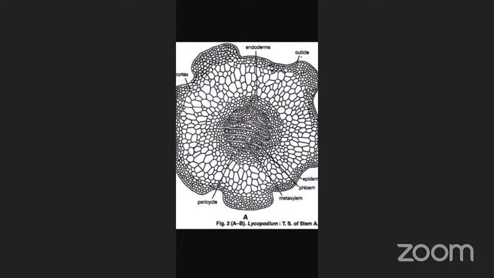Inside the pericycle, the stele consists of a solid core of xylem at the center, surrounded by a ring of phloem. Here the xylem is exarch, and there is no pith in the center of the stem.